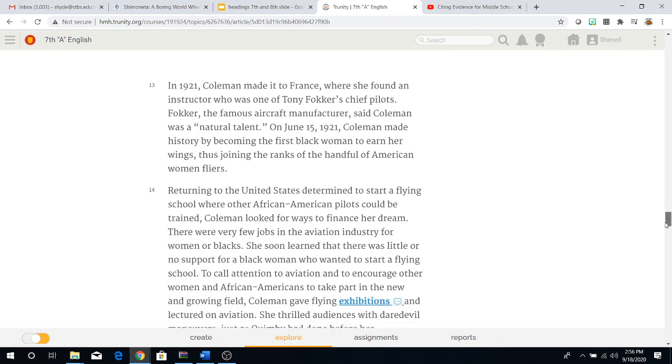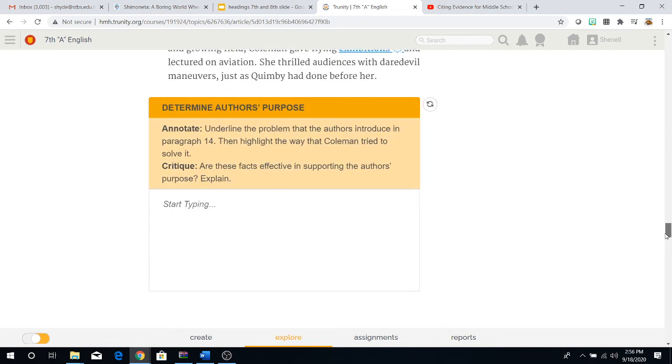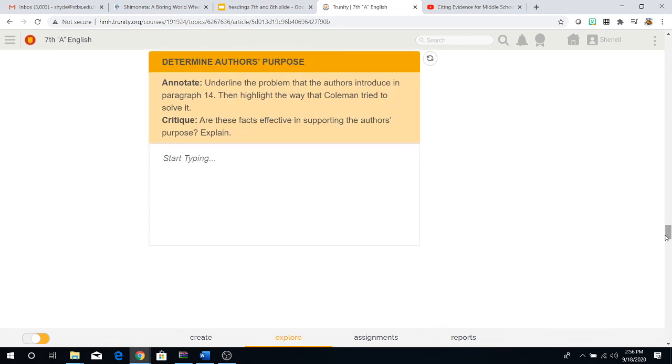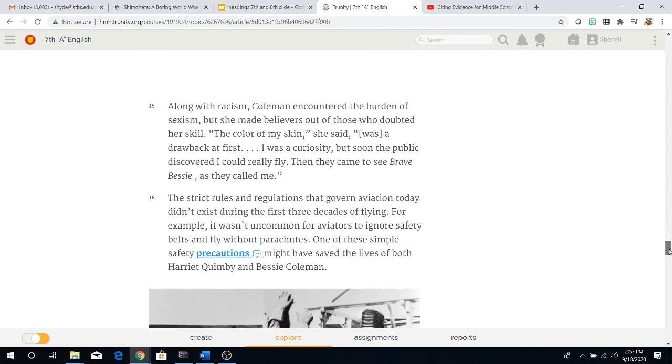We come to paragraph 13 and 14. Here, we're going to see the topic from the other day, determine the author's purpose. Annotate. Underline the problem that the authors introduce in paragraph 14. Then highlight the way that Coleman tried to solve it. Critique. This means we're going to criticize a little bit what we're looking at. Are these facts effective in supporting the author's purpose? Explain. So you guys will actually have to type here your answer and explain why or why not. And remember, you have to demonstrate evidence behind that.